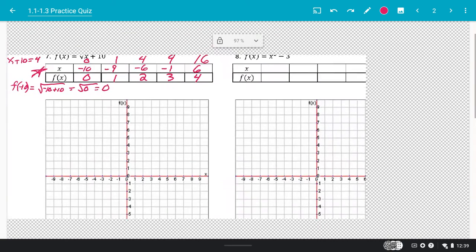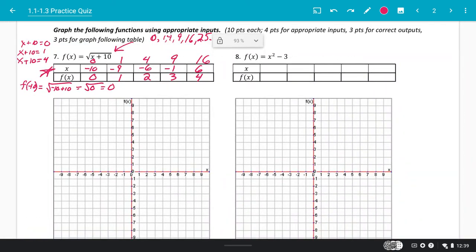So now let's plot those points. I got the point negative 10, 0. I got negative 9, 1. I got negative 6, 2. I got negative 1, 3. And 6, 4. Booyah. I chose the appropriate inputs. I plugged them in, evaluated, plotted my points.